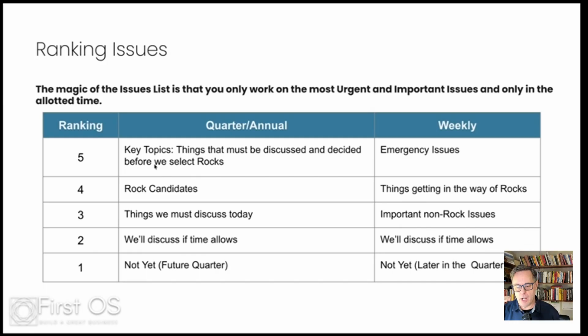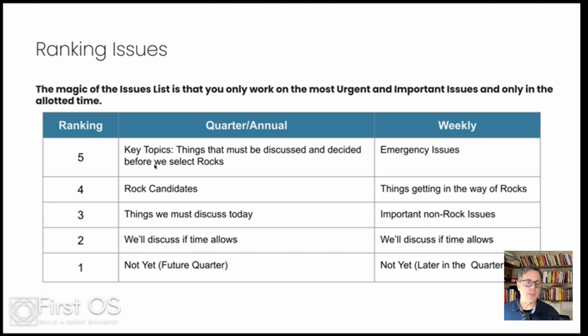Quite often, it's a great place to say, I'm not sure if it's a rock yet. I'm not sure how I would solve it, but I think it might become a rock. Make it a 3. 3 is a great place for that. And then in the weekly meeting, the important non-rock issues become 3s, right? So once I've gotten rid of my emergencies and I've got the things that are getting away with my rocks, then the next tranche of things are going to be my non-rock issues, my most important ones.